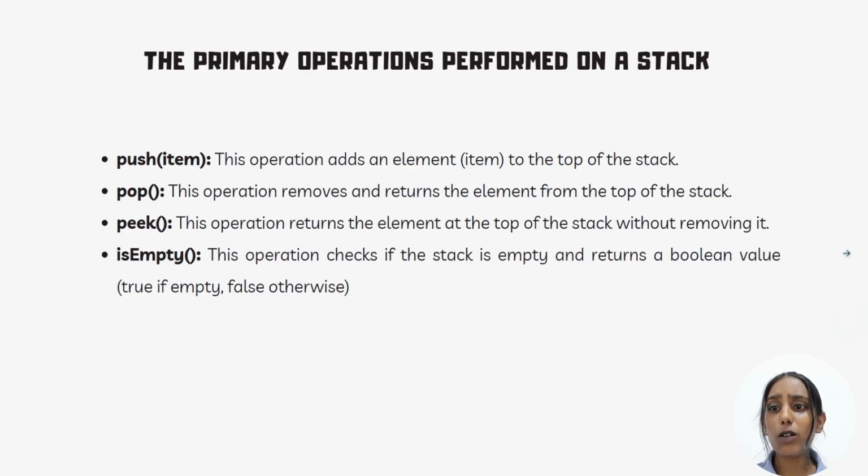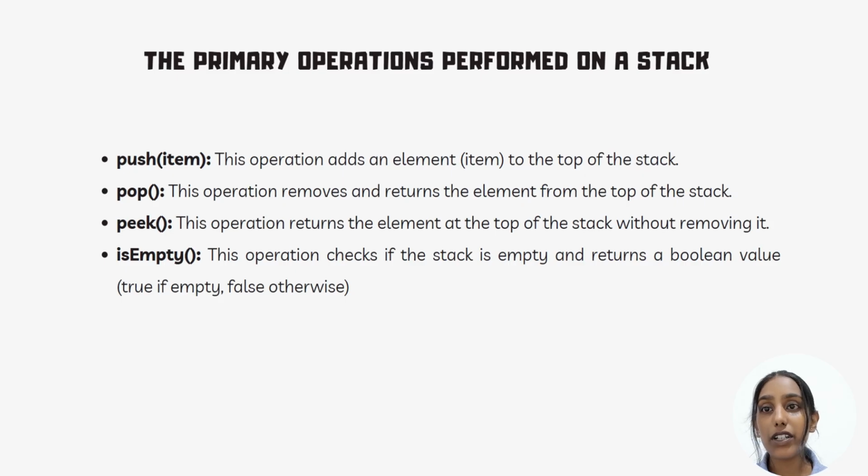Then let's talk about some of the primary operations performed on a stack. We have the push function. This is the operation that is used to add an element to the stack. Then we have pop. This removes and returns the element at the top of the stack. And then we have peek. This operation returns the element at the top of the stack without removing it.